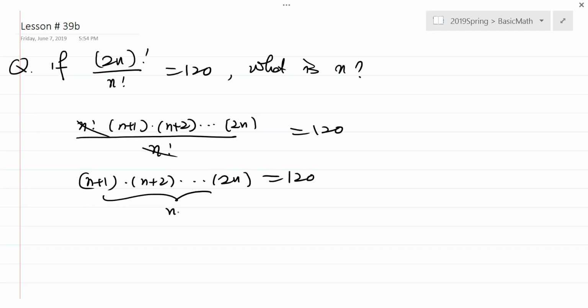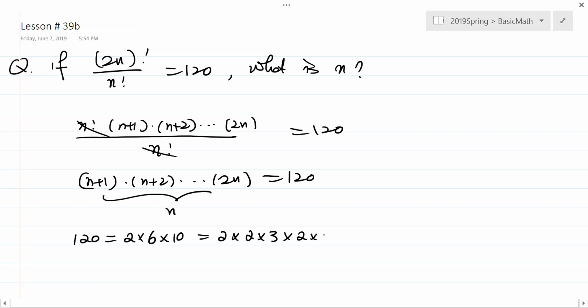You don't know the number of terms, and you don't know the first factor n plus 1. So what you should do is not a guessing trick. You have to factor 120. The easiest way is 12 times 10. 12 is 2 times 6, times 10. Continue factoring: it's 2 times 2 times 3 times 2 times 5.